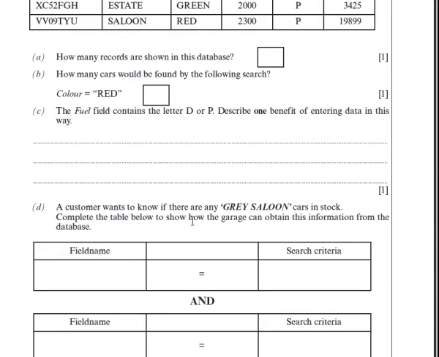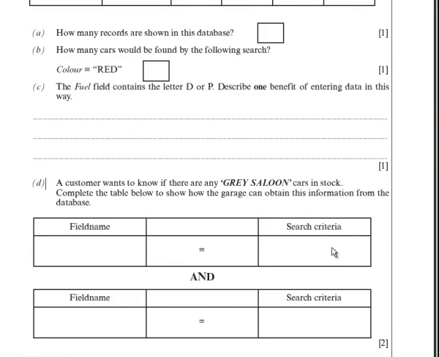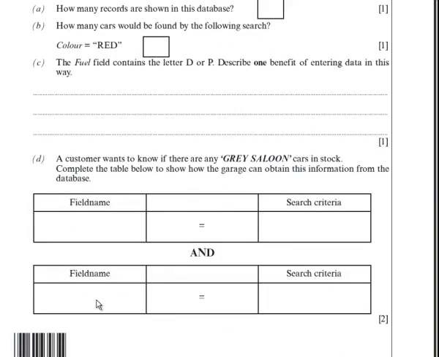So your field name for the first one is colour equals grey, and your second part is type equals saloon.